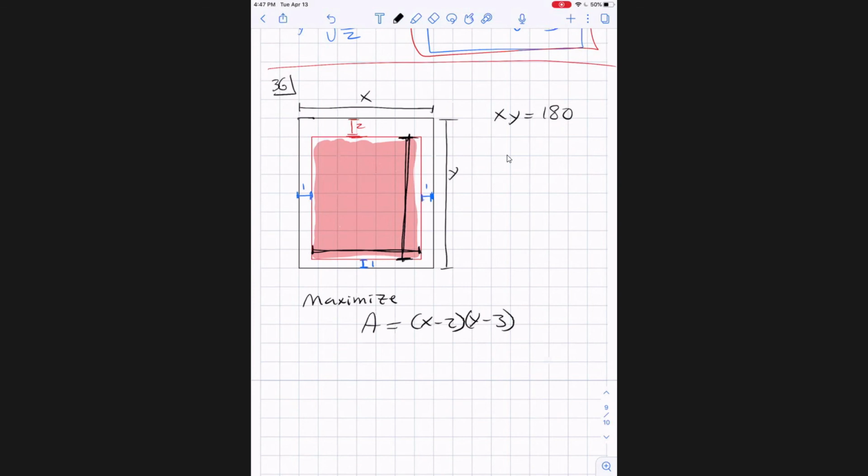Okay, so let's go back to the secondary equation, which is up there. If I solve for Y, which is 180 over X, I'm going to substitute it in for Y there. So A equals (X minus 2) times (180 over X minus 3). There you go. That's what you're trying to maximize in terms of one variable. So what I would do is multiply that out. Then once you multiply it out, take the derivative, set it equal to 0, and solve for X. Go ahead and try to do that.